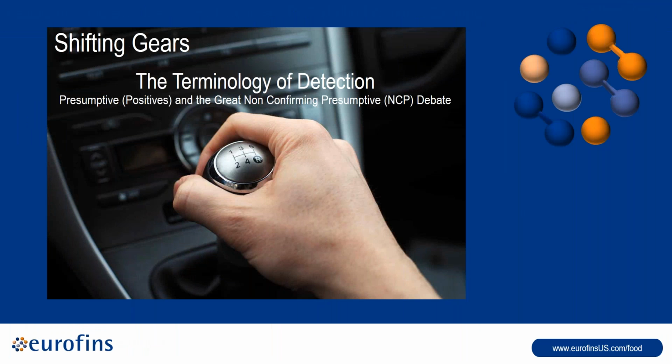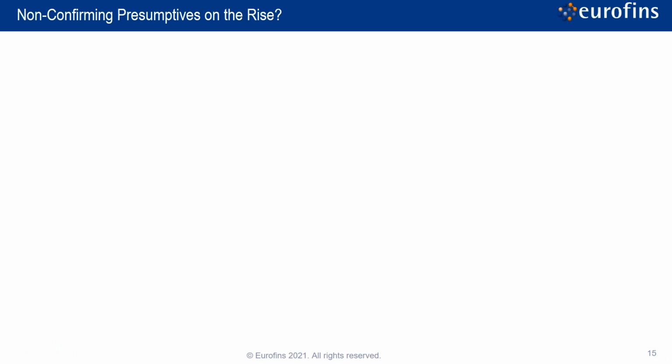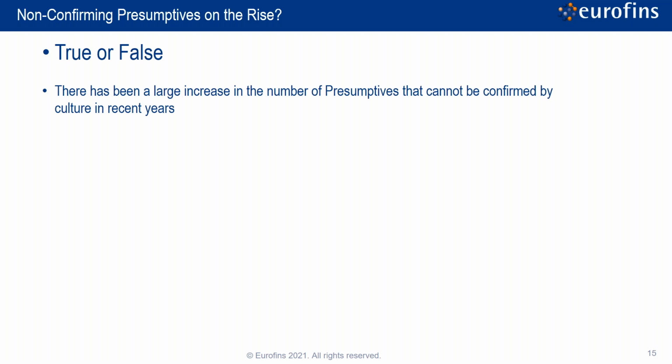All right, I'm going to shift gears big time now, and talk about something that I actually have an entire seminar on scheduled for next week, which is non-confirming presumptives, and the great debate here. So I'm going to start with a true or false question for the audience, and I'll ask you to put your answer in the chat. There has been a large increase in the number of presumptives that cannot be confirmed by culture in recent years. I'm curious to see how many people say that's true and how many say that's false. I'll keep talking while people are putting answers in there.